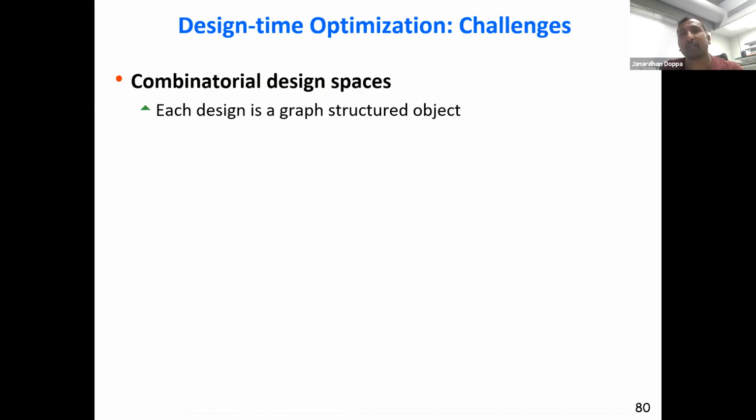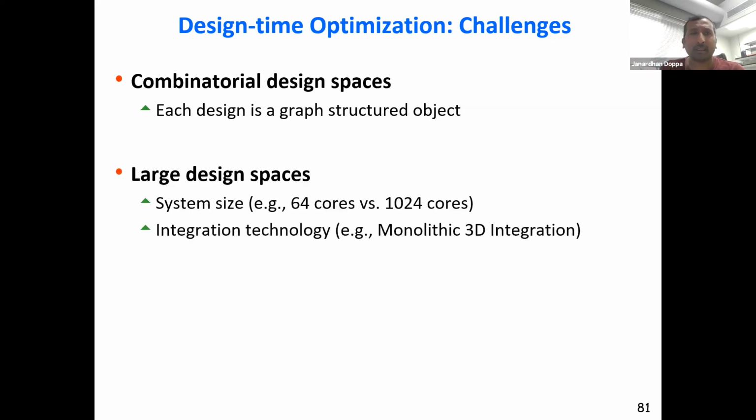So let's talk about what the challenges are, which Biresh already mentioned: the design space is combinatorial, right? There are many ways to place these cores, routers, and links, and you can think about each design as a graph structured object because the nodes are these cores and the links are these edges. And the design space is large, and it grows as a function of system size. For example, if you are looking at 64 cores versus 1024 cores, the design space grows significantly.